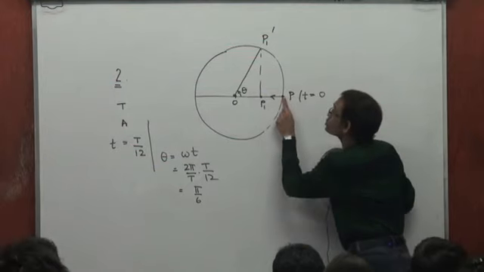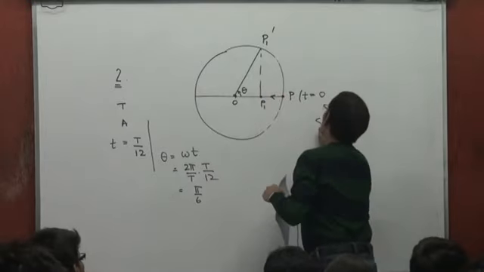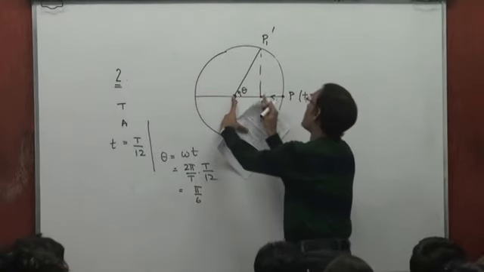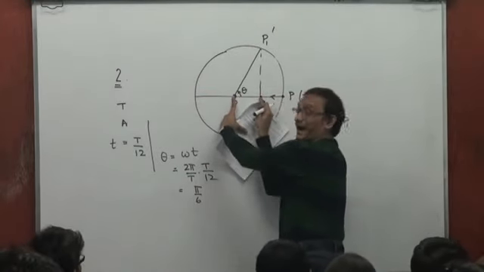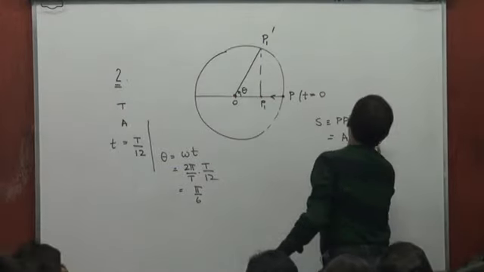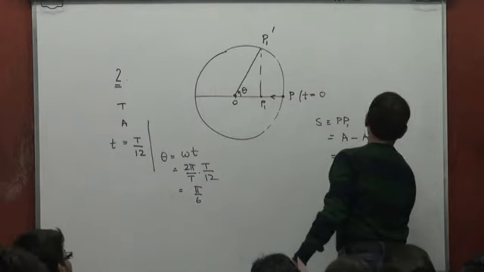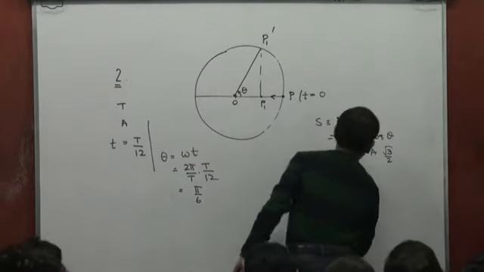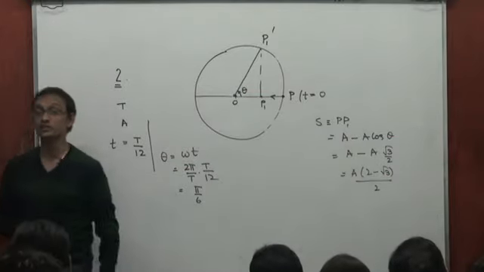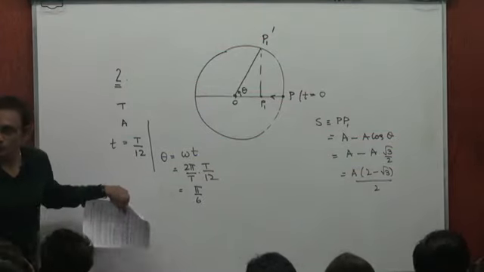And the distance travelled by the oscillator is PP1. And PP1 very clearly is, this length is A minus A cos theta. A minus A cos theta is the distance covered by the oscillator in this time. So A minus A cos 30 degrees, which is A into (2 minus root 3) by 2. That's the distance travelled by the oscillator in a time equal to T by 12. Yes or no? Right?